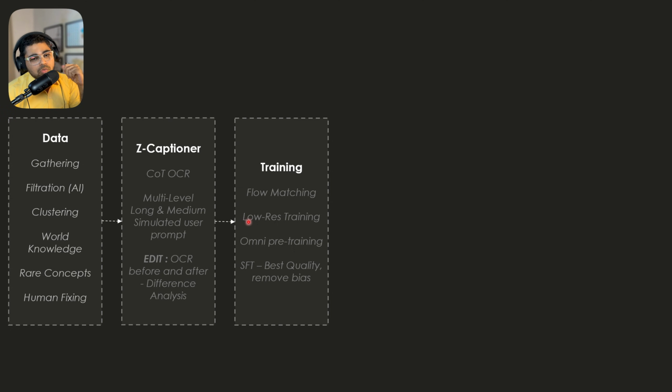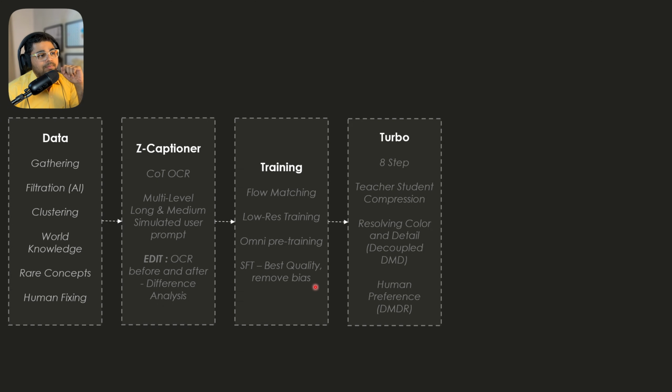The first one was low resolution training, which was 256 by 256. Then with Omni pre-training, there was ambiguous resolution from 1K to 1.5K. And then we had fine tuning to get good images and remove biases. Okay. Then the next step was the turbo model.